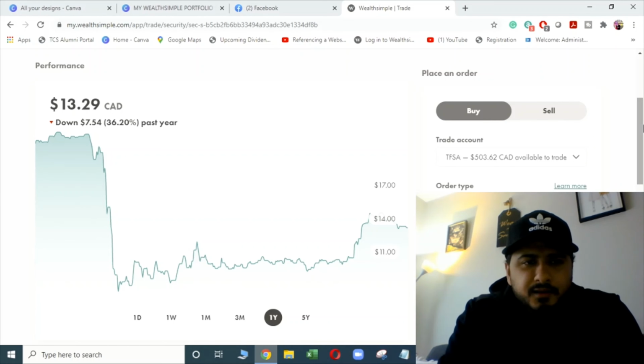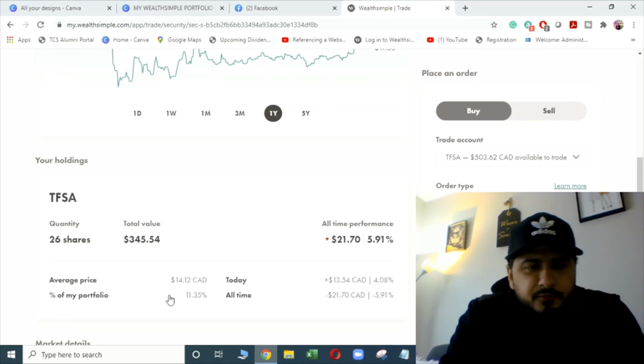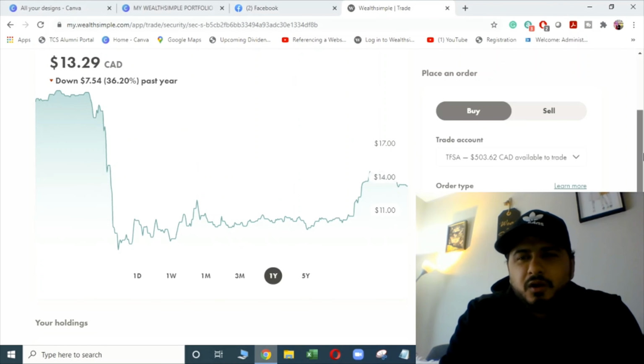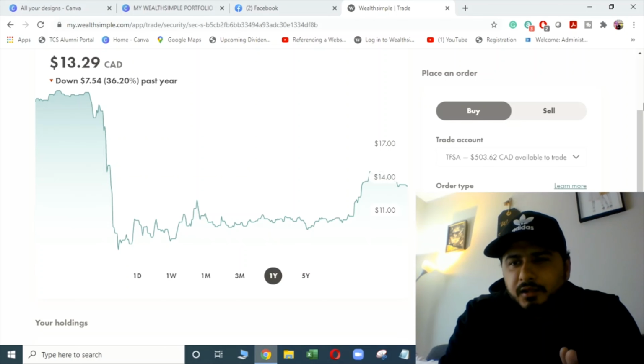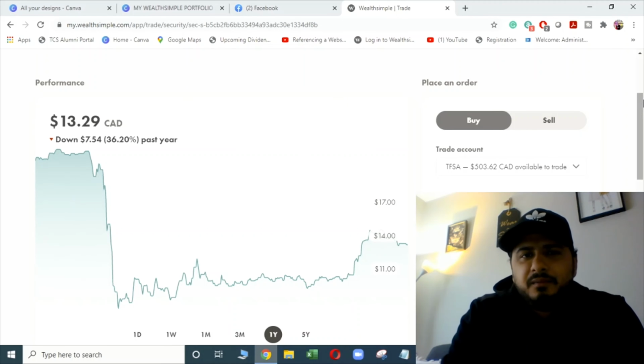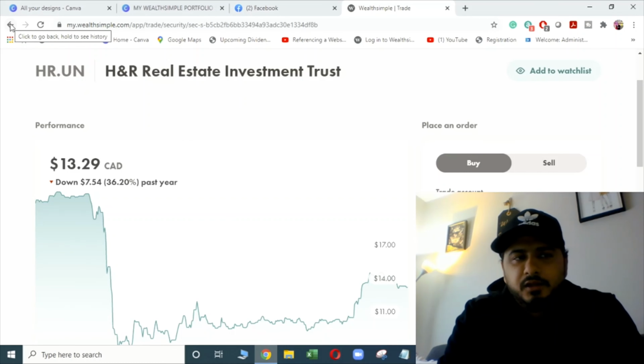I have near about 26 shares of this stock, and the current percent of my portfolio is 11% in this profile, and I am pretty confident that this will grow in the near future as soon as the market starts building up due to the vaccine thing, and as soon as the offices start reopening, the REIT performance will be good in the near future.